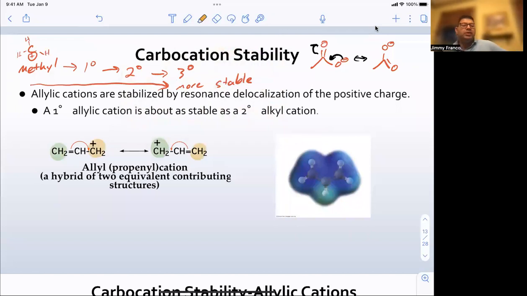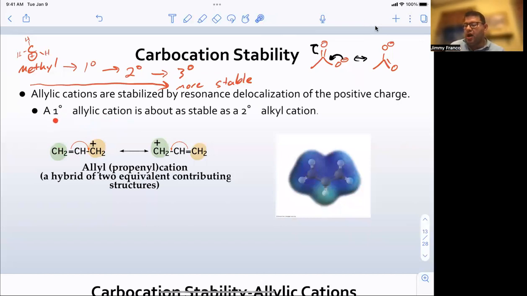So the more places you can move that positive charge, it's going to move it up one. So that's what this is saying, a primary allylic. Allylic means one away from a double bond. Benzylic means one away from a benzene ring. So allylic means that a carbocation is one away from a double bond. Benzylic means you're one away from a benzene ring. And both of these are going to have that same stabilizing effect.